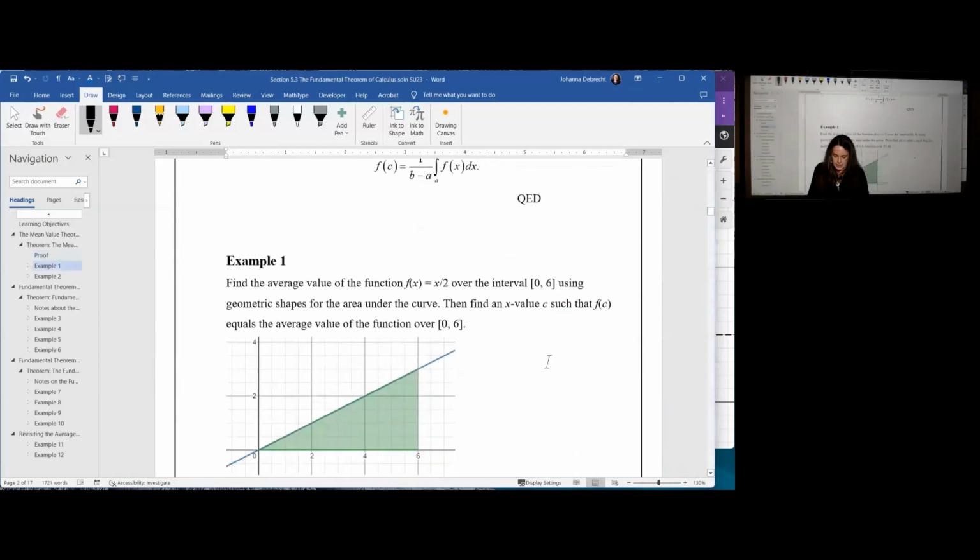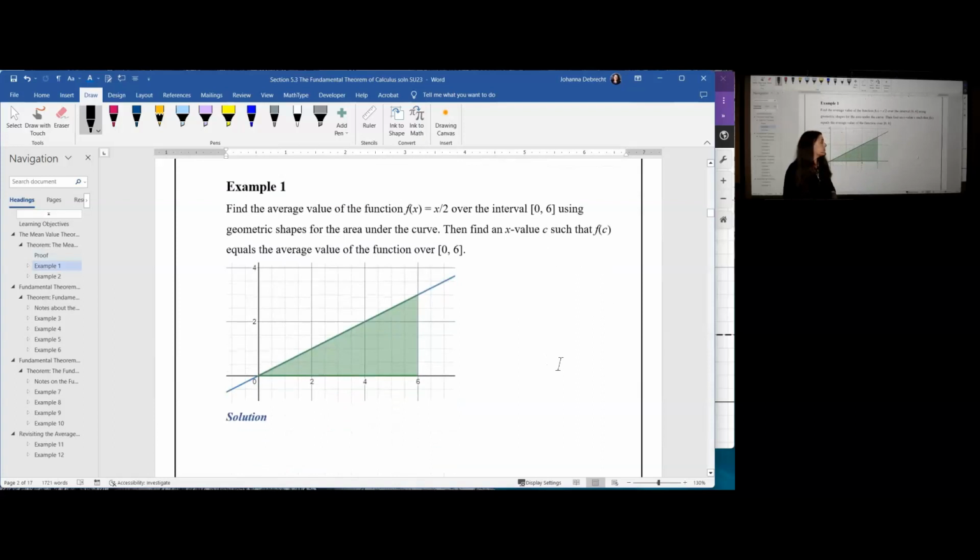Let's now move on to example 1, where we're going to find the average value of the function x divided by 2, a slanted line, over the closed interval 0 to 6, using geometric shapes, since we have not done the Fundamental Theorem of Calculus Part 2 yet. This is going to give us the area between the curve and the x-axis. Then we're going to find the value of c such that f of c is the average value. So we're going to find the average value, which is the y value. We're going to find where it occurs, which is the x value, c.